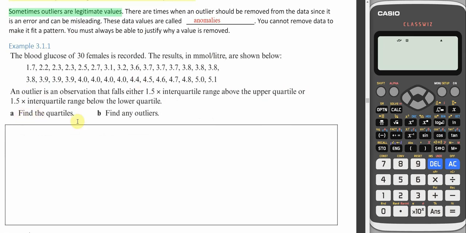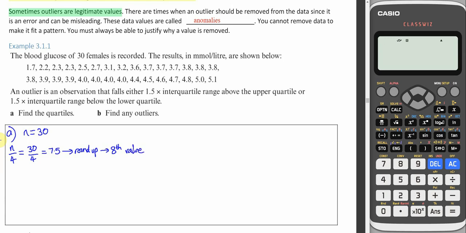Part A, find the quartiles. Part B, find any outliers. So part A is a bit of revision from earlier in the course. So we have 30 females, so 30 numbers, and we're going to find the quartiles. That's the lower quartile and the upper quartile. So the method, and there's more than one method, but this is the main method. For the lower quartile, if you work out n divided by 4, which is 7.5, if that's a decimal, then round up, and that tells you the position of the lower quartile.